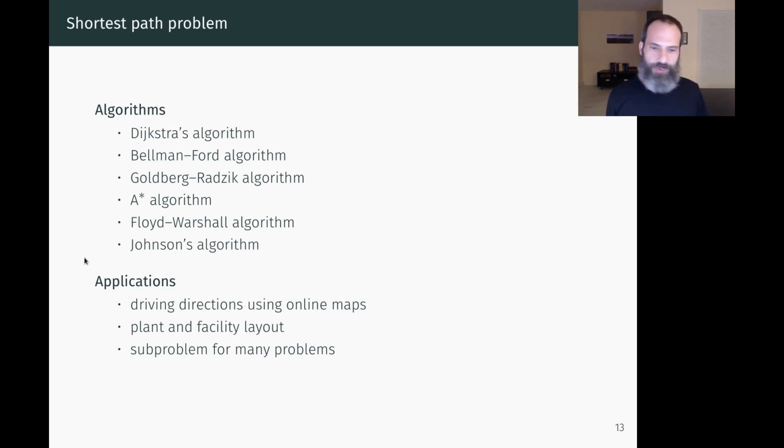Applications: driving directions using online maps is an obvious one, but also in plant facility layout, obviously, and then subproblems for many problems. Like we saw in betweenness centrality, that was a notion that you want to know how many of the shortest paths in the graph you are on. And so to do that, you need to compute all these shortest path problems, or all pairs shortest path, first.